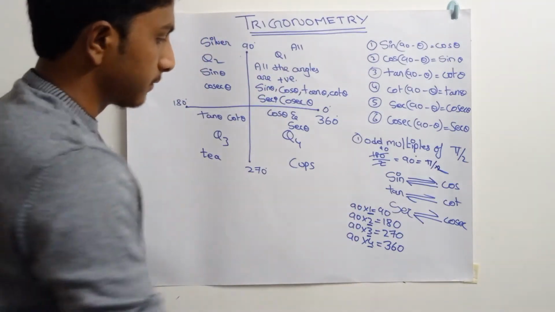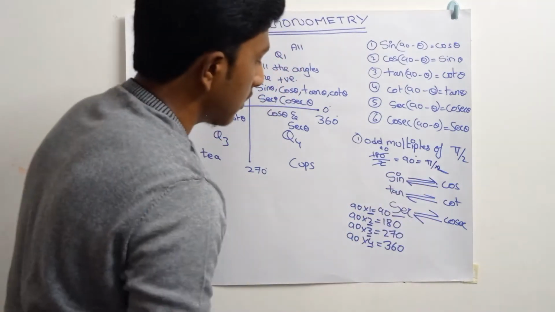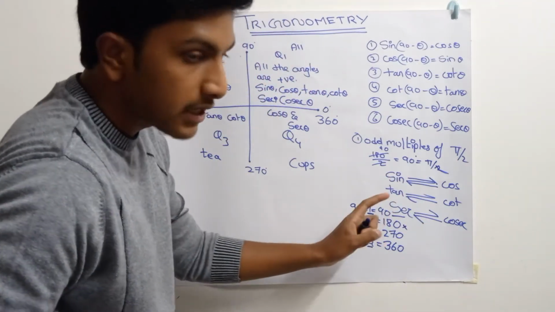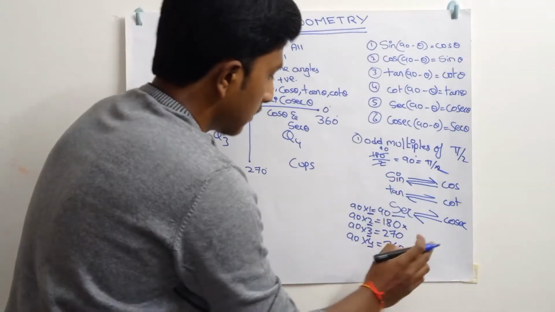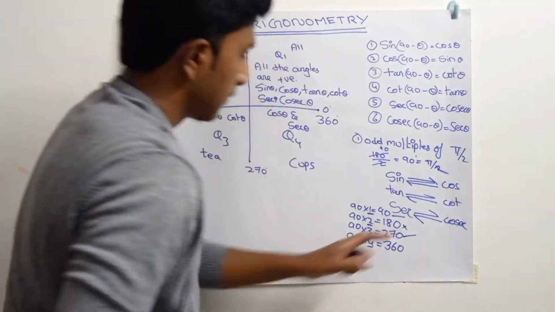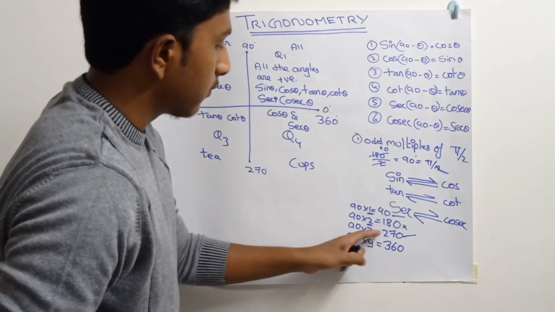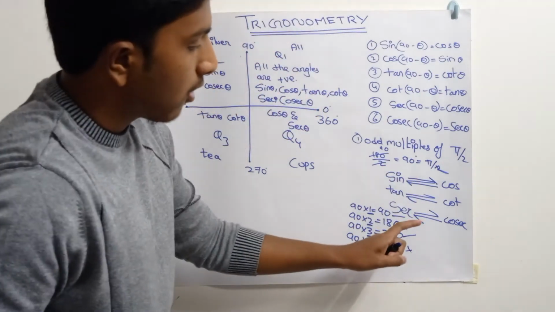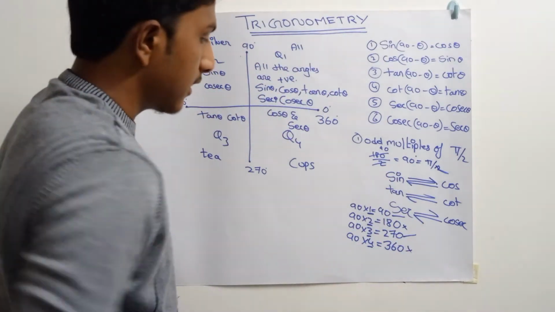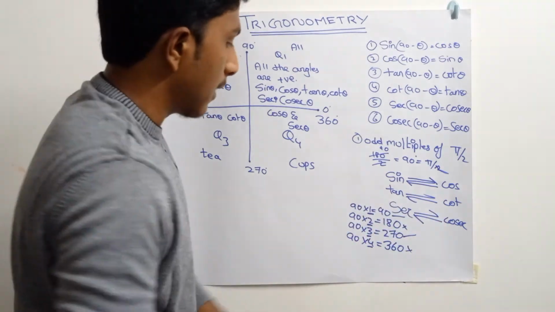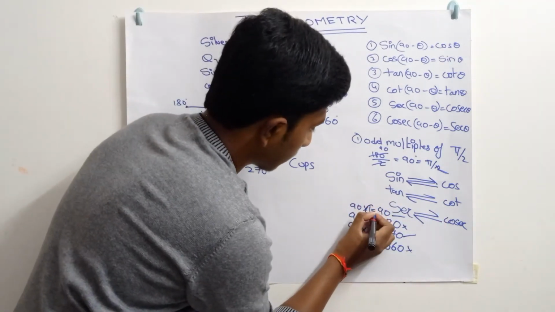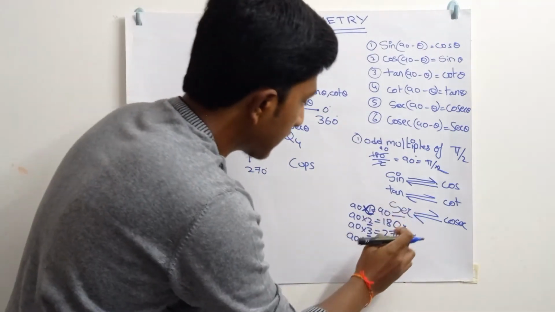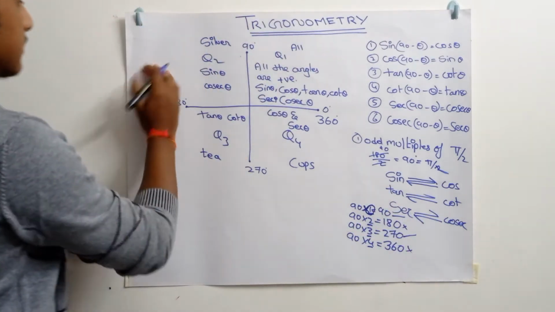What are the odd multiples? 1 is odd, so 90 is an odd multiple of pi by 2. 2 is even, so 180 is not an odd multiple of pi by 2. 3 is odd, so 270 is an odd multiple of pi by 2. 4 is an even number, so 360 is also not an odd multiple of pi by 2. Did you guys get it? These are the multiples of 90: 90, 180, 270, 360.